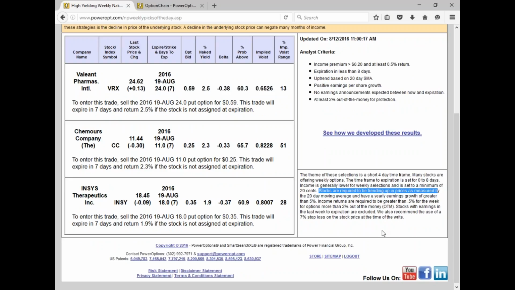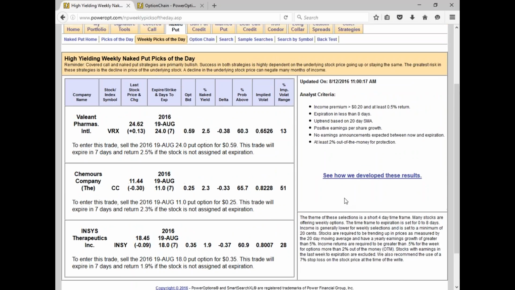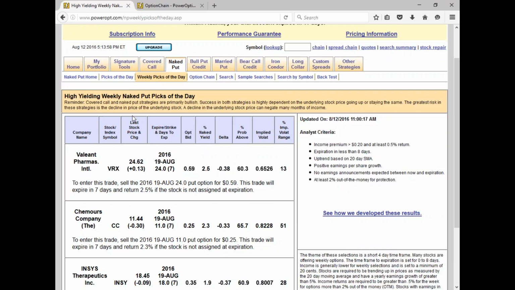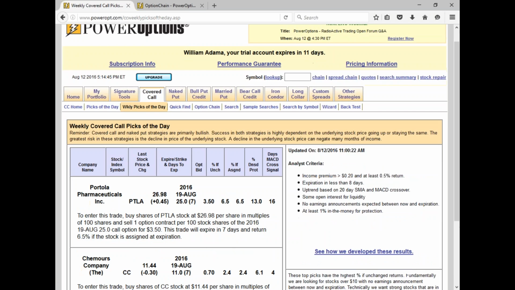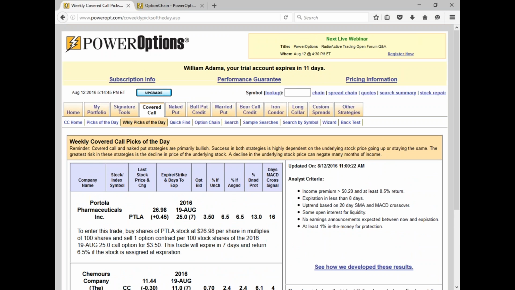Stocks are required to be trending up, a 20-day moving average, growth of greater than 5% for some of the technicals, and of course, since it's a weekly, we couldn't go more than 2% out of the money and still get a positive gain over time. So you're going to see some write-ups on these in a couple days, but yes, to answer your question, James, the picks of the day, the weekly picks of the day, the covered call weekly picks of the day, and the covered call picks of the day were all backtested historically by Ernie, running through different examples, using different criteria and different stops as well. Okay? All right.